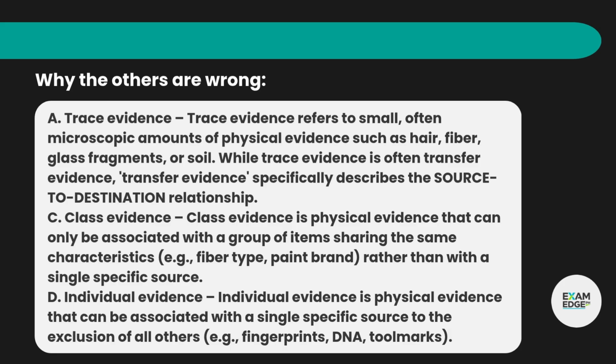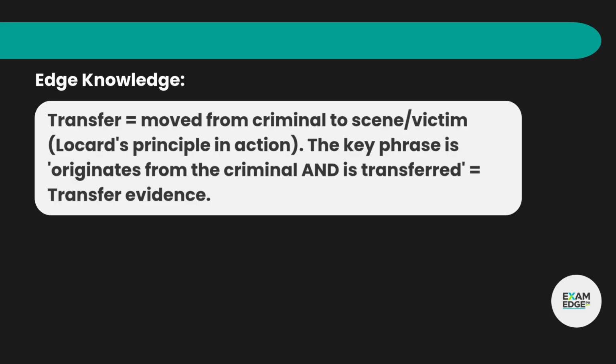C. Class evidence. Class evidence is physical evidence that can only be associated with a group of items sharing the same characteristics, e.g., fiber type, paint brand, rather than with a single specific source. D. Individual evidence. Individual evidence is physical evidence that can be associated with a single specific source to the exclusion of all others, e.g., fingerprints, DNA, tool marks. Edge knowledge. Transfer equals moved from criminal to scene or victim, Locard's principle in action. The key phrase is, originates from the criminal and is transferred, equals transfer evidence.